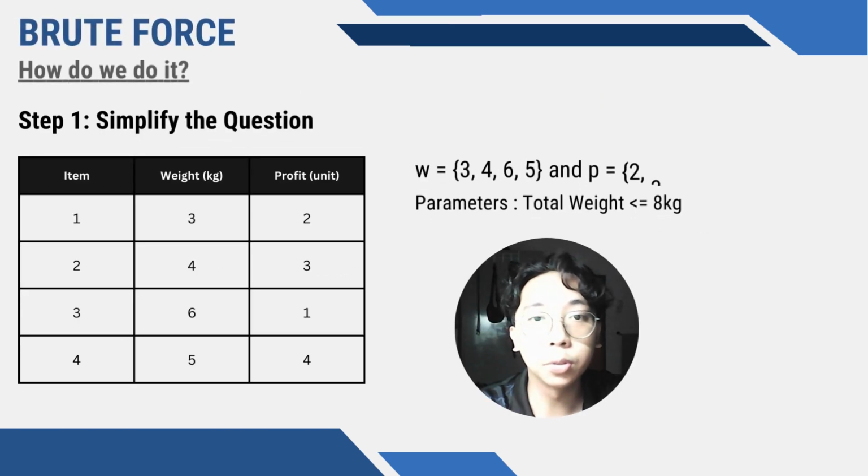Now, how can we use brute force to solve our problem? First things first, we have to simplify the question itself. From our question, where we have 4 different items, we can put them into a table with weight and profit in the other 2 columns. As you can see, items 1, 2, 3, 4 have weights 3, 4, 6, 5 and profits 2, 3, 1, 4 respectively. This can also be done in array form with weight W equals [3, 4, 6, 5] and profit P equals [2, 3, 1, 4]. We also have to denote the parameter, which is the total weight the knapsack can carry. It has to be 8 kilograms or less.